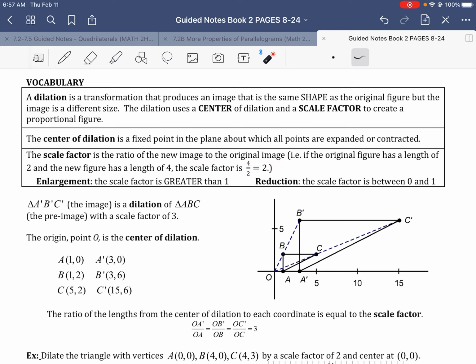So it kind of tells you that we always take, looking at the original figure has a length of 2, if the new figure has a length of 4, we do the new one, like we just said, the dilated image over the old one, and it tells us what it changed by.